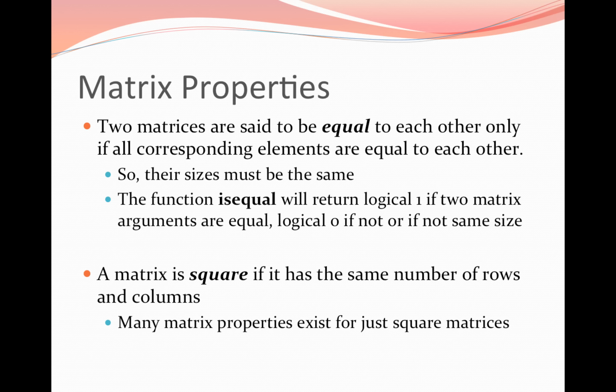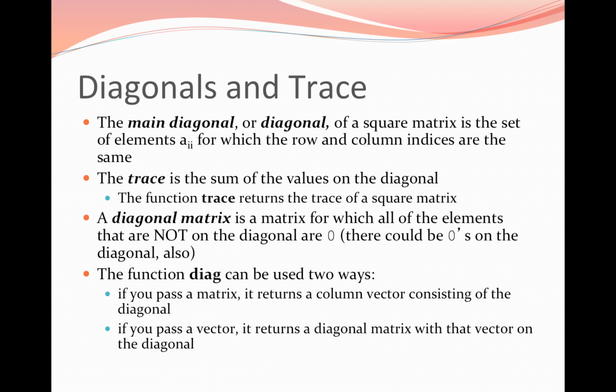A matrix is said to be square if it has the same number of rows and columns. So a lot of the other properties that we're going to look at are just for square matrices. So these are properties for square matrices.